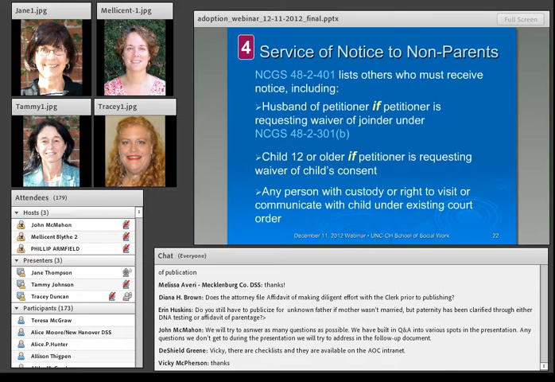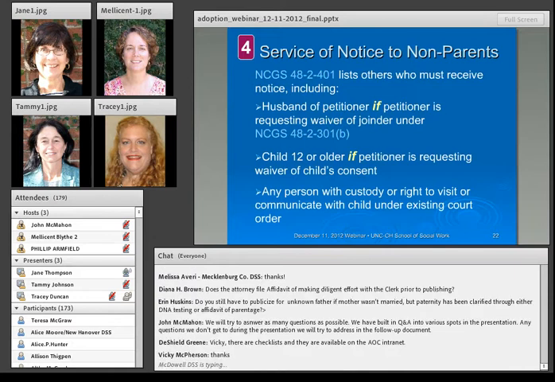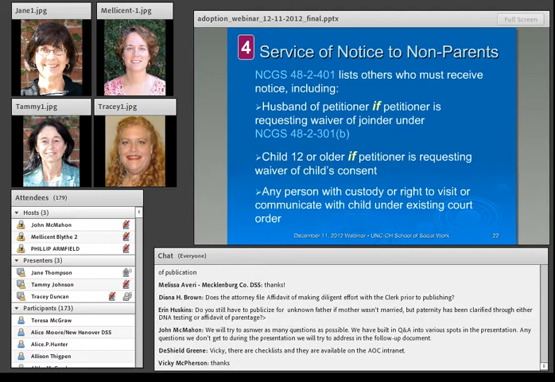But we also give notice to some non-parents, and this certainly affects all of us out there doing all types of adoptions. The first notice that we often run into is notice to the husband of the petitioner if the petitioner is requesting waiver of joinder under the statute that you see there. I know I have heard from many a DSS, a foster care worker or adoptions worker where a foster mother wanted to adopt, has always said she was divorced, but now that it's time for the adoption, we're asking for the divorce decree, and lo and behold, there is no divorce decree.